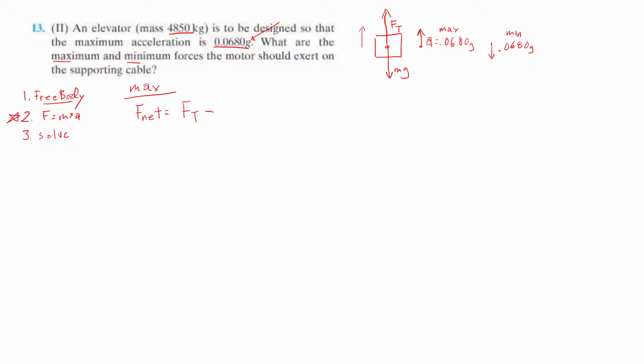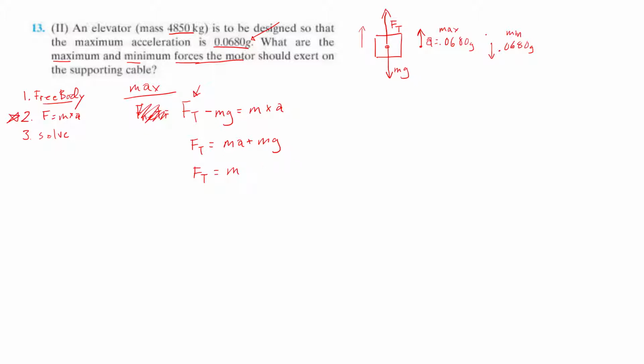So Ft minus mg is equal to the overall mass times acceleration, right? We could get rid of F net, so now we have the tension minus the force of gravity is equal to m times a. The tension is the actual force that it wants. The force of the motor is this tension. So now I just have to solve for Ft, meaning Ft is equal to m times a plus m times g, right? I just kind of move that stuff over.